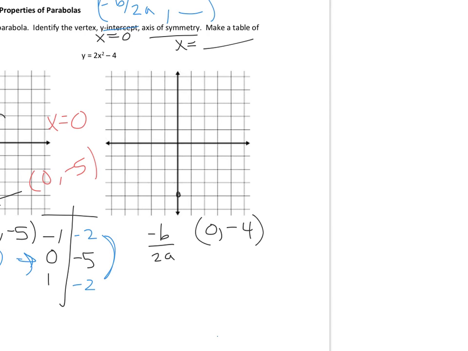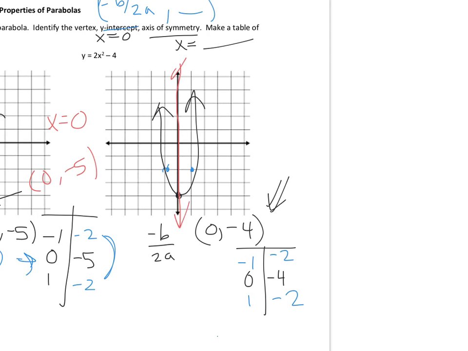And so right here, and then you put 0, -4 in the middle, pick -1 and 1, and plug it in, and you're going to get -2 and -2. And then you make your parabola. So the vertex is here, the y-intercept is also right here, so the y-intercept is 0, -4, and the equation for the axis of symmetry is x equals 0, because it crosses through at 0.